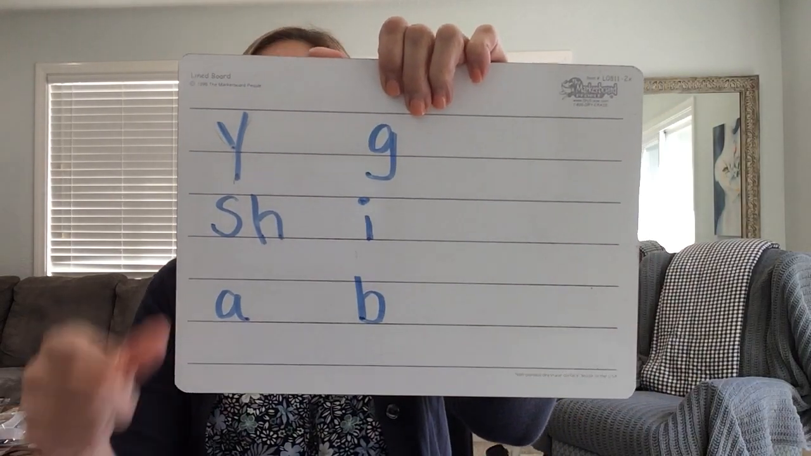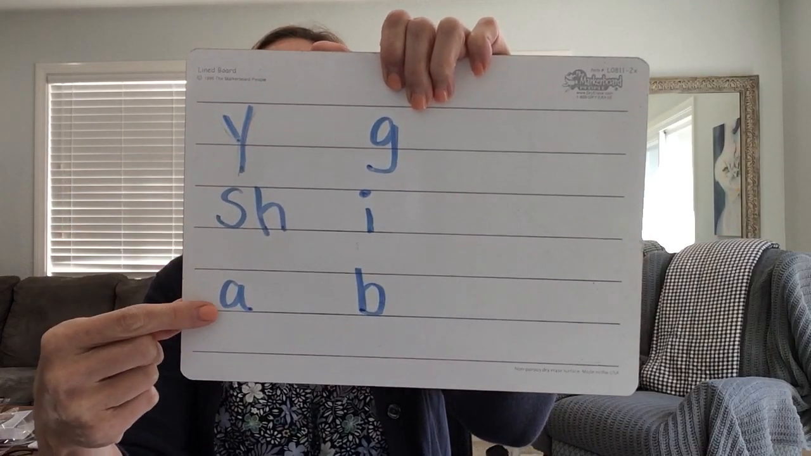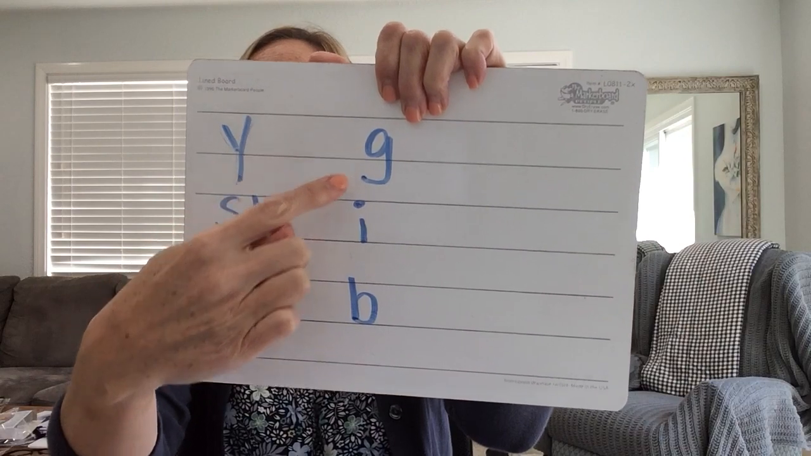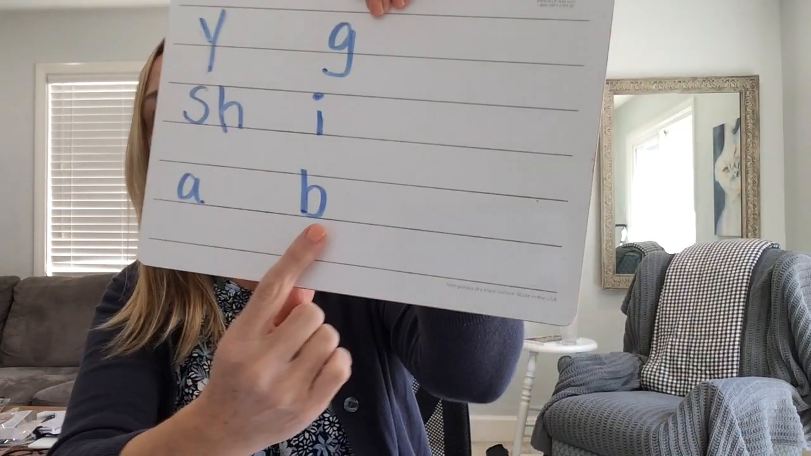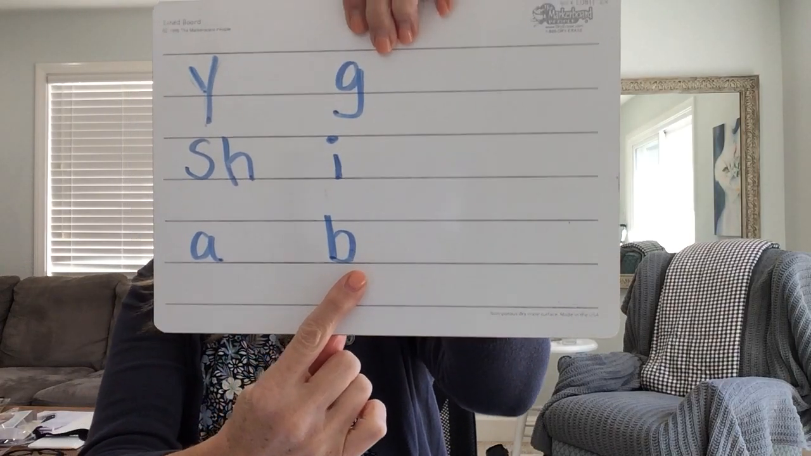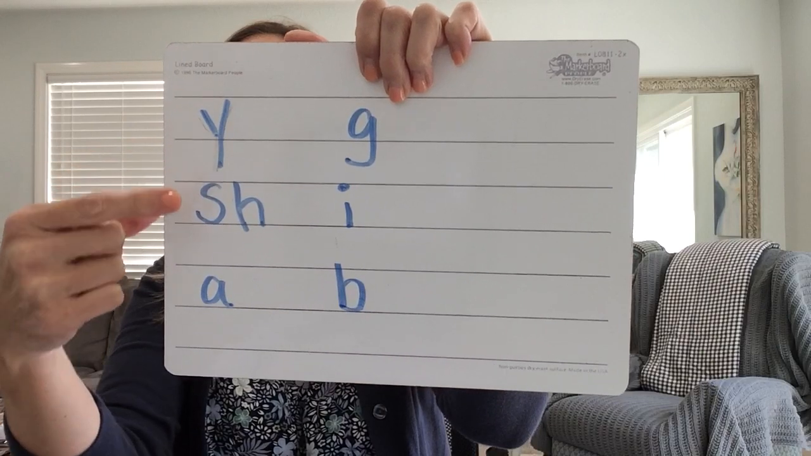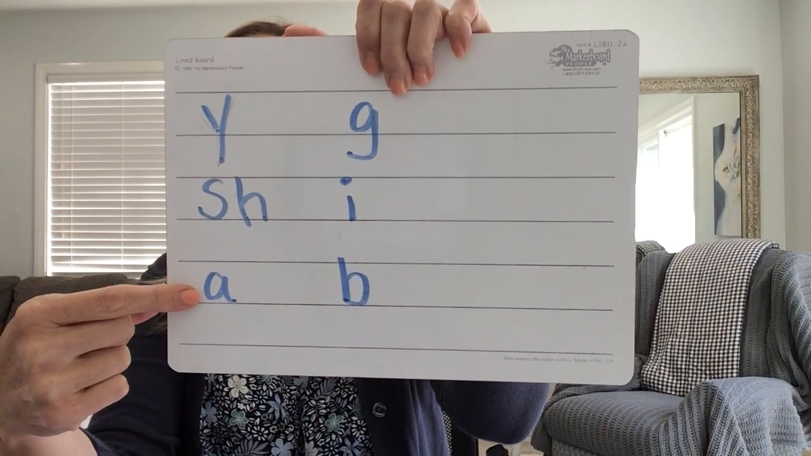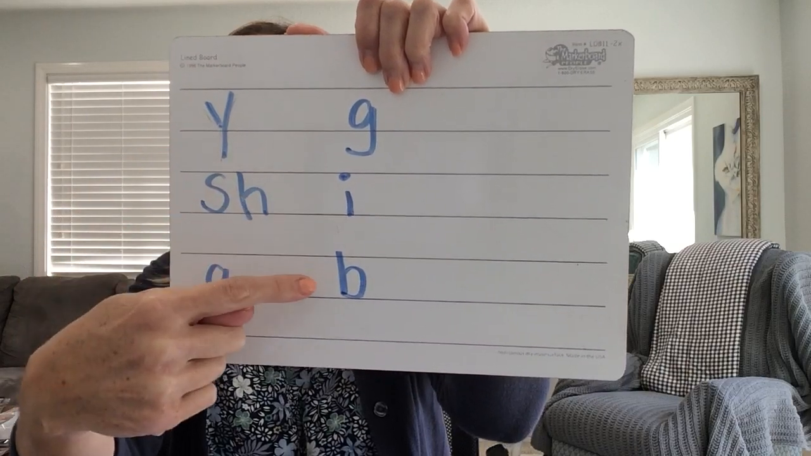So let's review these. Ya, sh, a, g, I, and B. All right, now you say them. All right, good job. Now we are going to move on to spelling words.